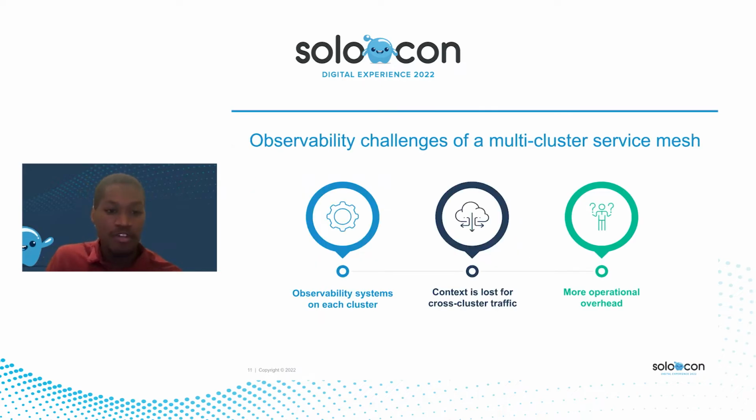In terms of the challenges that multi-cluster service mesh has with observability, there are three key points that I want to touch on here. One point is that you'll have to deploy your observability systems into each of your clusters. That's your Prometheus, your Grafana, those will have to live in each cluster separately. So the metrics collection and correlation is scoped to that single cluster, resulting in multiple data stores for that data.